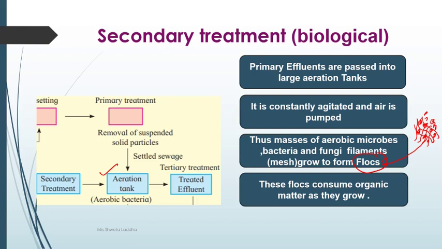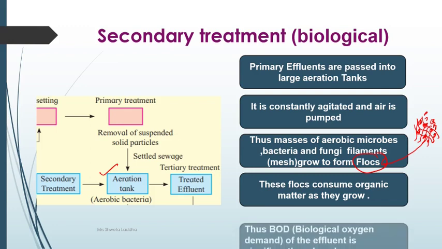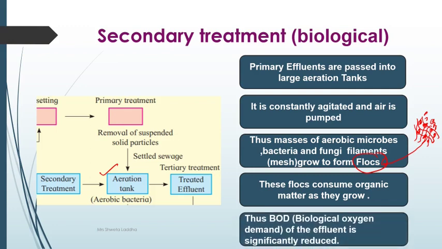And as they decompose the organic matter and convert it into inorganic substances, of course the biological oxygen demand for that effluent will reduce. Always remember, student, the lesser the pollution, the lesser the organic matter in a sewage, the lesser the BOD. The more the pollution, the more oxygen will be required for the organic matter to be decomposed. Thus, secondary treatment or biological treatment is carried out with the help of flocks, that is microbes, aerobic bacteria and fungi. After this, what happens?